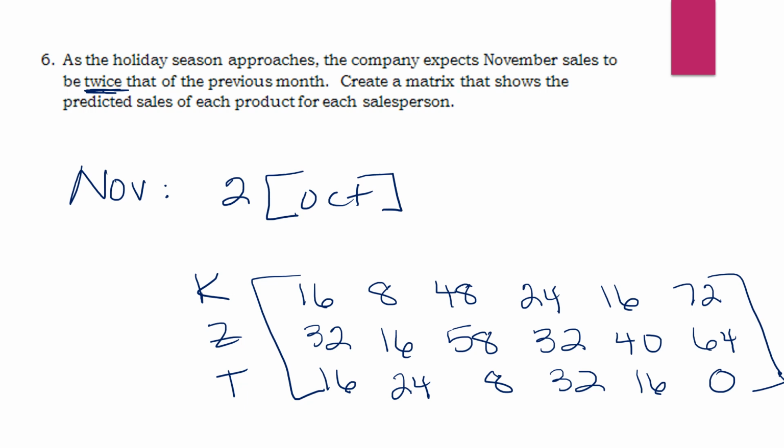There you go. This is called scalar multiplication. All you're doing is using the distributive property and multiplying the coefficient on the outside to every single element inside the matrix. That's all that is.